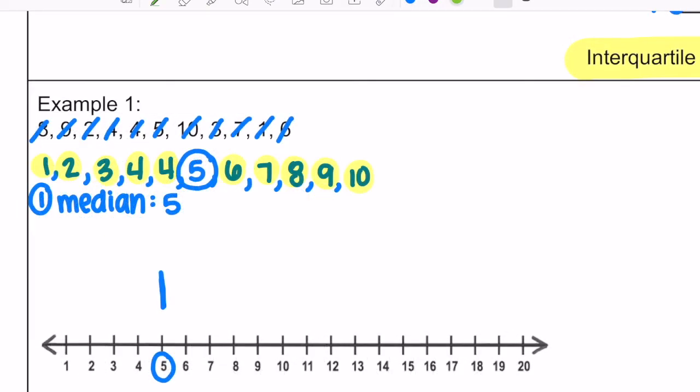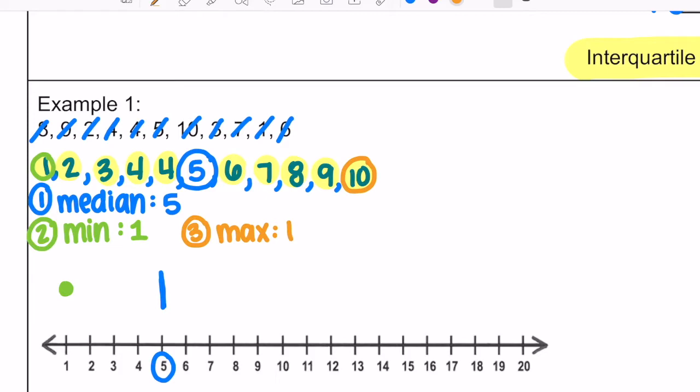And now for step 2, I need to find the minimum. So the lowest number in this list, the smallest number, is 1. Step 3 is to find the max. So the largest number in this list is 10, and that's going to be another dot because that's going to be the end of a whisker.